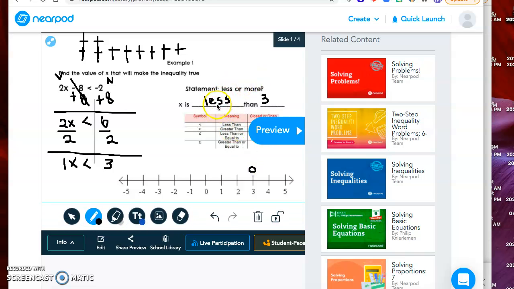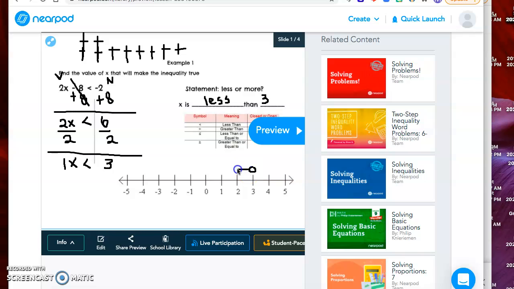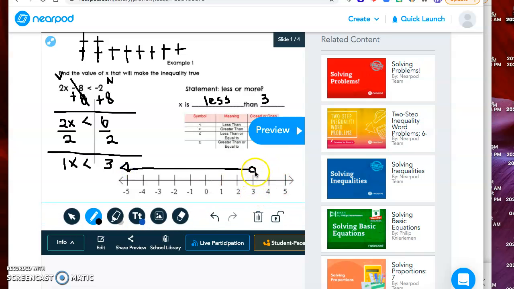Now this is telling me that x is smaller, less than 3, so I point the arrow to all the numbers that are less than 3. And it's an open circle because 3 is not included. So steps for this are to solve here. Write down your statement and then graph. So those are the 3 steps to do when you are doing this example.